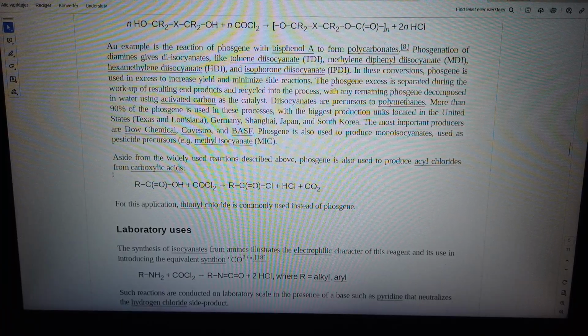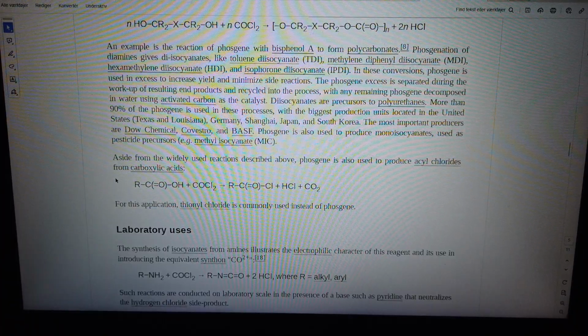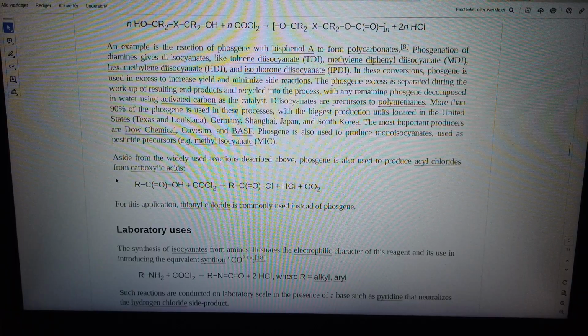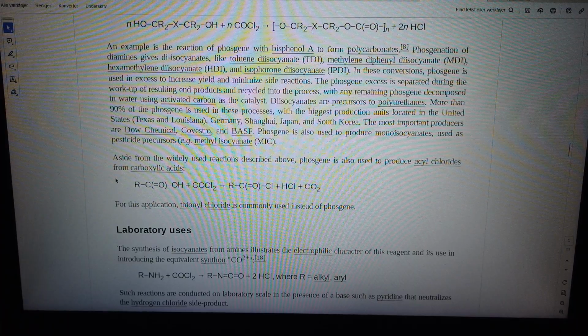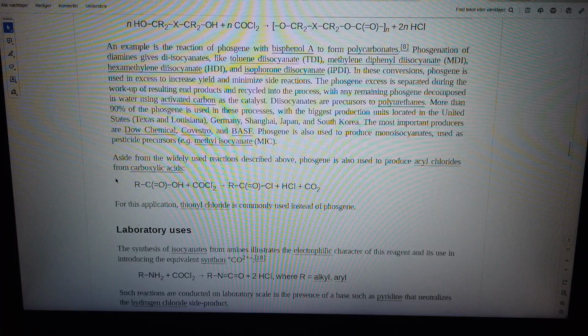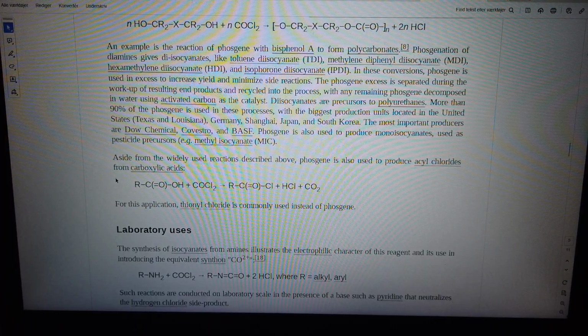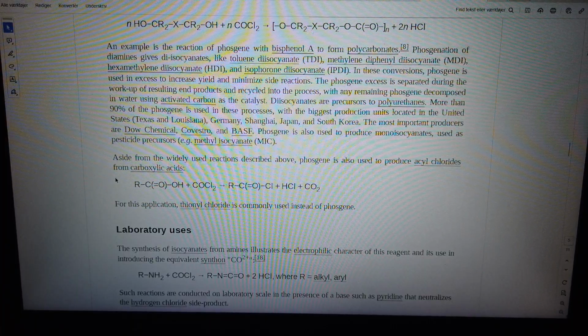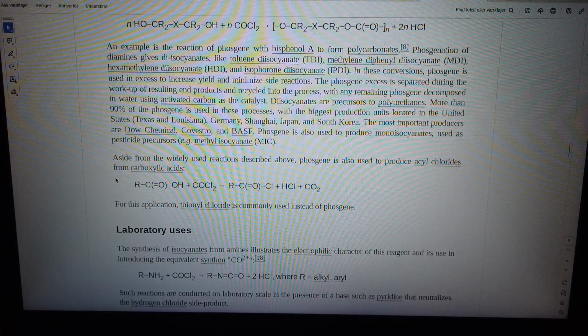Isocyanates are precursors to polyurethanes. More than 90% of the phosgene is used in these processes, with the biggest production units located in the United States, Texas and Louisiana, Germany, Shanghai, Japan, and South Korea. The most important producers are Dow Chemical, Covestro, and BASF. Phosgene is also used to produce monoisocyanates, used as pesticide precursors, for example methyl isocyanate, MIC.